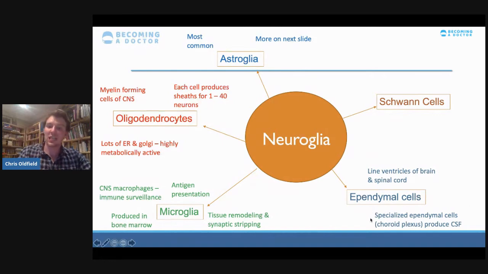Now, there are some specialized types of ependymal cells, which are called choroid plexus. And these are the ones that actually produce cerebrospinal fluid. It's probably worth just learning this name.